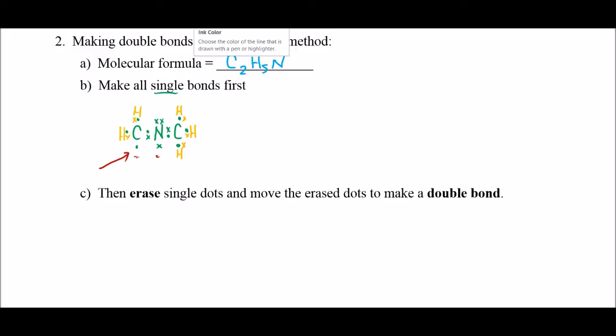The second step in this process says erase the single dots, the lonely dots, and move them to make a double bond. I will try to show what that means. I am copying faithfully the structure I have above. Please do this on your paper as well.